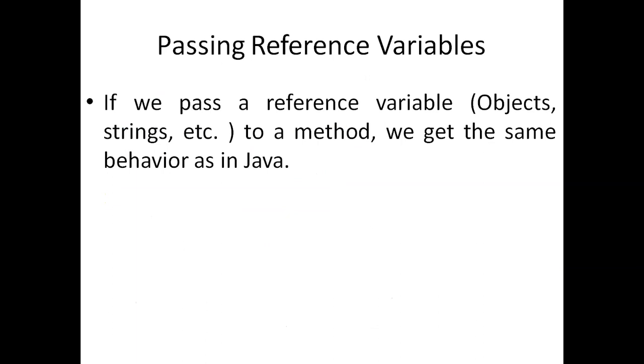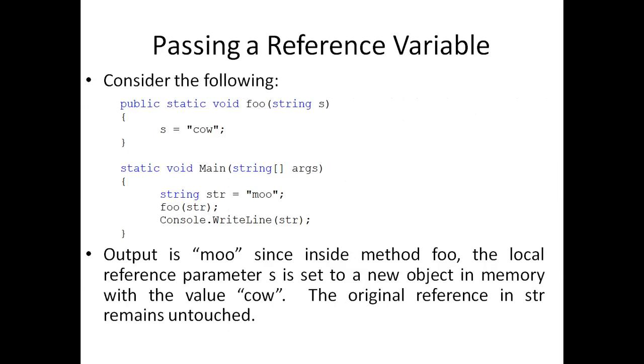And if we pass a reference variable, object or string to a method, we get the same behavior in Java. In Java we also have the same concept of call by value and call by reference. So this is another program. Here we are not writing the ref tag. This is a Java program. In Java we have a string variable moo, and this string is passed to a function, public static void foo, and this string moo will be transferred to s, and here s is initialized by cow.